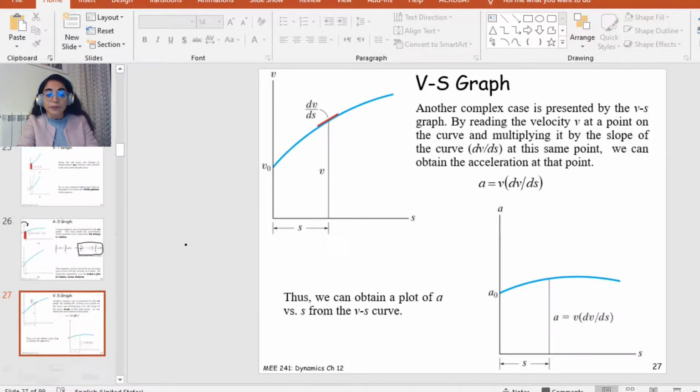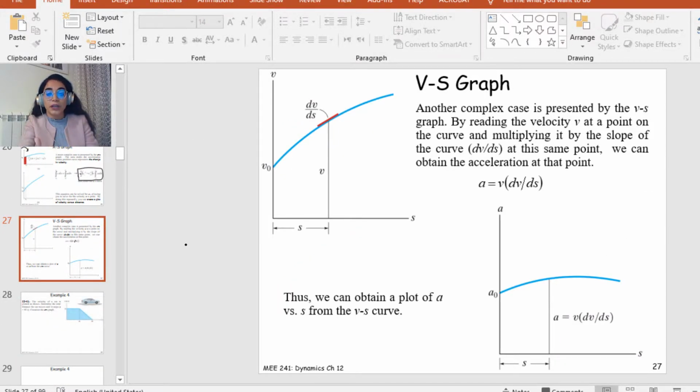And of course, guys, if I know v versus s, I can also find the acceleration, alright? So using the same equation, this acceleration will be v times dv over ds, alright? So what is dv over ds? It is the slope of the tangent line at this point times this velocity itself. So if I do the multiplication of this velocity at this point times the slope of the tangent line, I can find a at this point s.